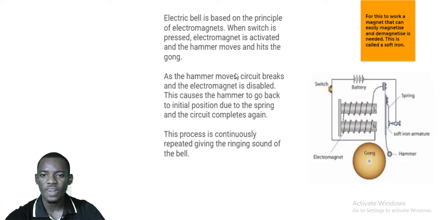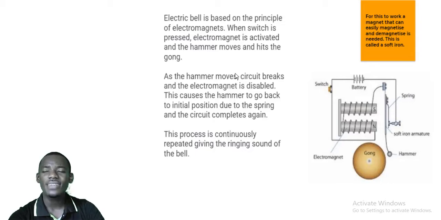The electric bell is based on the principle of electromagnets. When the switch is pressed, the electromagnet is activated and the hammer moves. Now this is just trying to explain how the electric bell works. You know when you press the bell, it will ring, right? The reason why it rings is because it has a soft magnet, and a soft magnet is something that is magnetized and easily demagnetized.